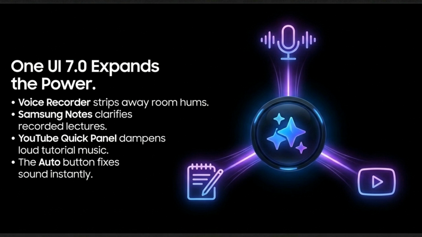One UI 7.0 expands the power of the AI. It strips away room hums in Voice Recorder, clarifies recorded lectures in Samsung Notes, and dampens loud music in the YouTube Quick Panel. The auto button fixes sound instantly.